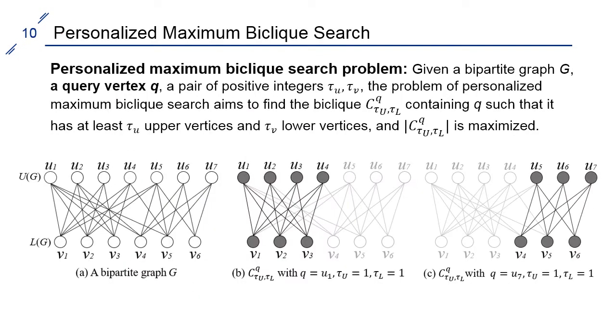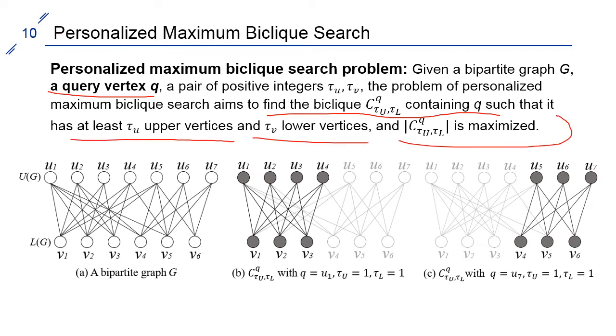Here is the definition of our personalized maximum biclique search problem. Given a bipartite graph G, a query vertex Q, and a pair of integers tau_U and tau_L, the problem is to find the biclique containing Q such that it has at least tau_U upper vertices and tau_L lower vertices, and the size of the personalized maximum biclique is maximized.